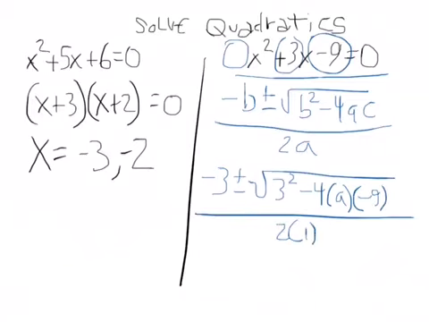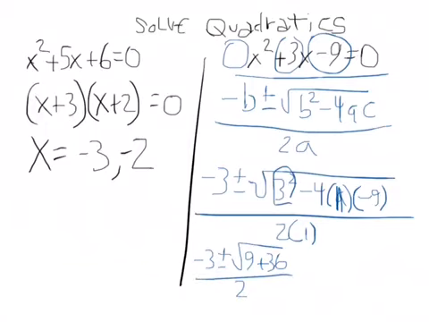And I just have some arithmetic to do. So negative 3 plus or minus the square root of, let's see, 3 squared is 9. A is 1, I should have put a 1 here. Negative 4 times 1 times negative 9, that's positive 36. That's over 2 times 1, which is 2. I'll keep going from here. Negative 3 plus or minus the square root of 9 plus 36, that is 45, over 2. And I'm pretty good from here.